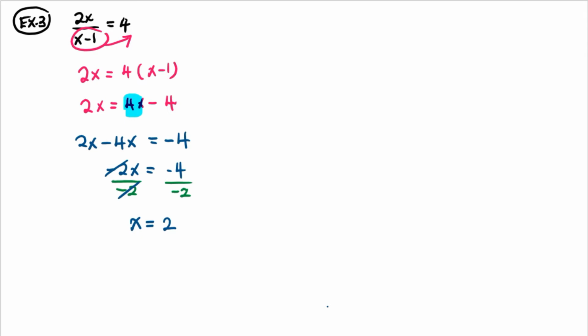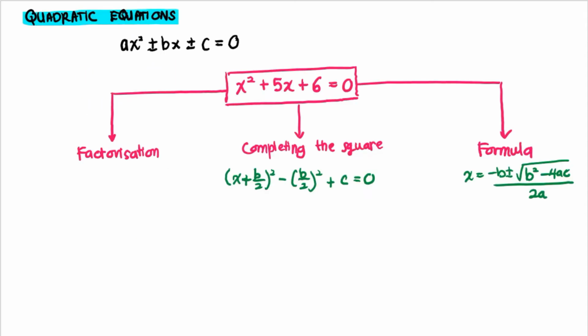So that's basically the linear equations. Let's now look at the quadratic equation. What does it mean by the quadratic equation? When we have a quadratic equation, the highest power of x should be 2. We have this general form of the quadratic equation, ax squared plus or minus bx plus or minus c equal to 0. That plus or minus means that the value of b can be negative or positive. The same goes for the value of c.